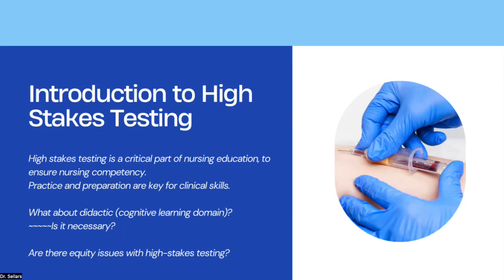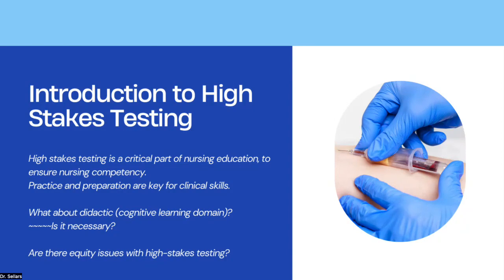Starting on page 188 in Teaching in Nursing, that's Billings and Halstead, 6th edition, you're going to see a Bloom's taxonomy for every single learning domain. There are 3 learning domains: cognitive, affective, and psychomotor. The question we have here is, is it necessary? Is it necessary to have high stakes testing in the didactic setting to evaluate cognitive learning?